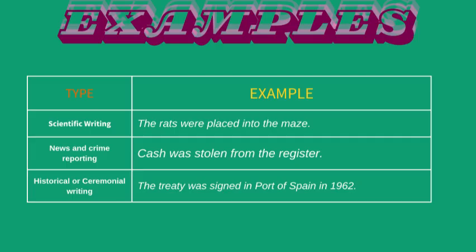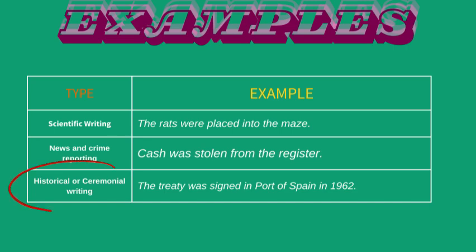For example, cash was stolen from the register. You would find that journalists usually use the passive voice to stay neutral and to avoid assigning blame prematurely. If you notice in this sentence, it does not specifically say who stole the cash.